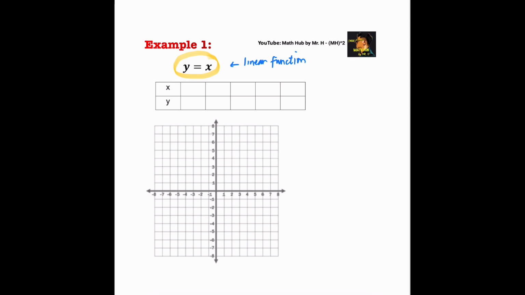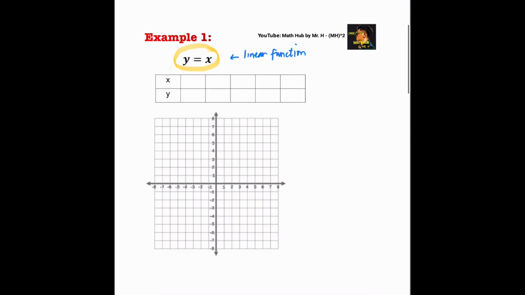All right, now there are a couple of things that you need to remember whenever you use a table of values, specifically for example 1. This is a linear function, and technically the graph will be a straight line. So one thing that you need to remember is, for a linear function, in order for a line graph to appear, you need at least 2 points.